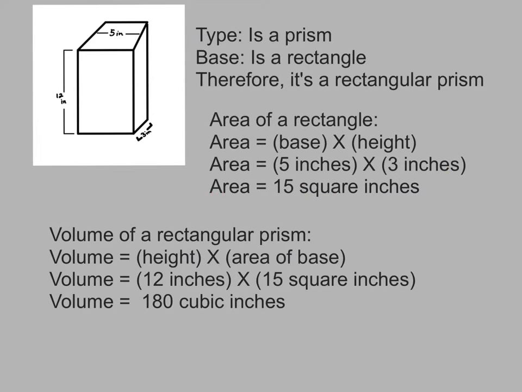So now that we have the area of our base, we can plug it into our volume formula for a rectangular prism, which is volume equals height times area of the base. So volume equals our height, which is 12 inches, times our area of our base, which is 15 square inches, making our volume 180 cubic inches. Now because volume is a three-dimensional measurement, and we have an inch times square inches, we have cubic inches.